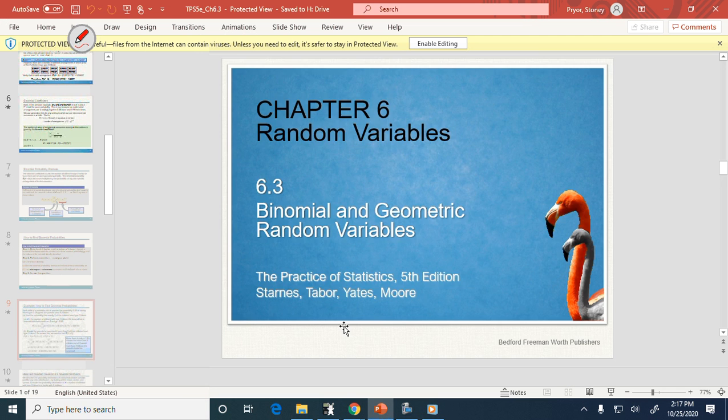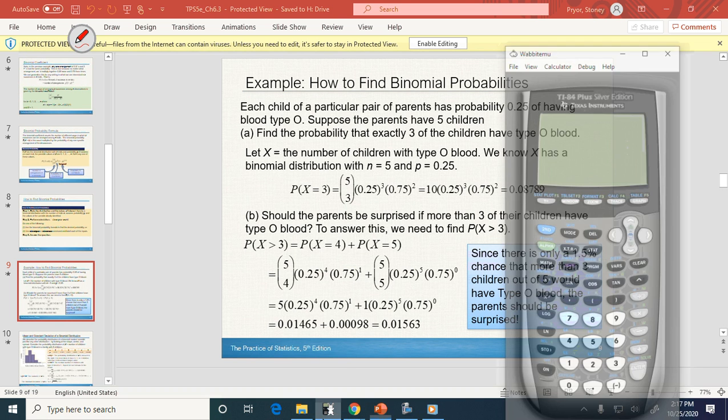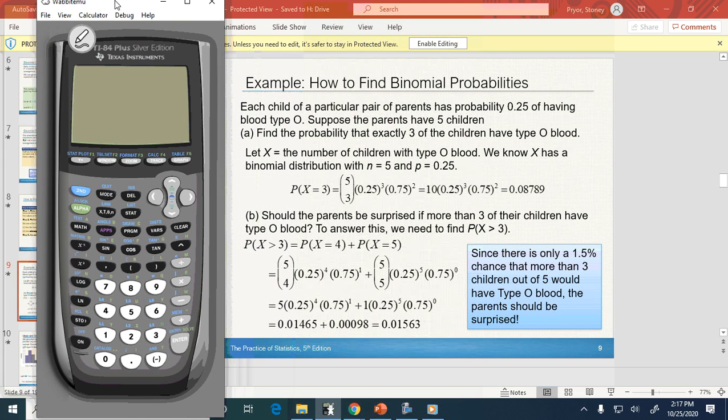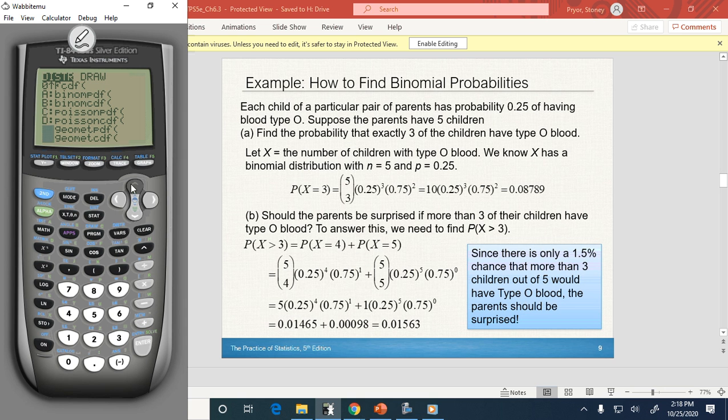Now let me show you how to do this on your calculator. Your version of your TI may be slightly different, but it'll basically be the same thing. So I'm going to press second distributions, and that's this button right here, and then go down or go up, either way, to Binomial PDF. This is a particular value in the binomial distribution. This C is the cumulative value. I'll show you that one in a second.